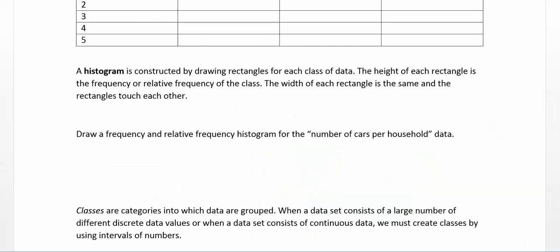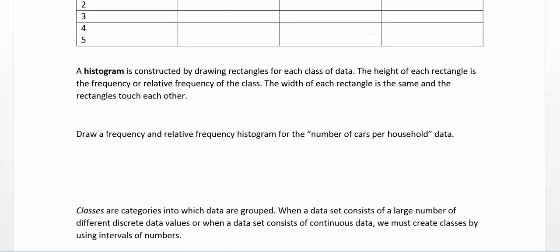Okay, so our new graphical display this time is a histogram. And a histogram is very similar to a bar graph. The real distinct difference is that the rectangles actually touch, whereas in a bar graph they don't. Histograms are used with numerical data, whereas bar graphs are used for categorical data. So that's another big difference.